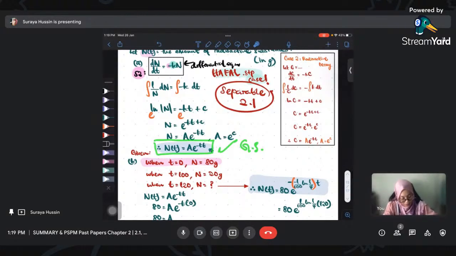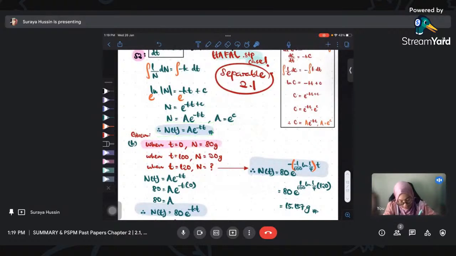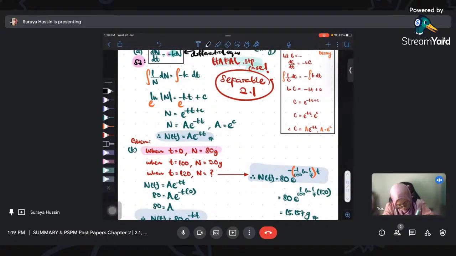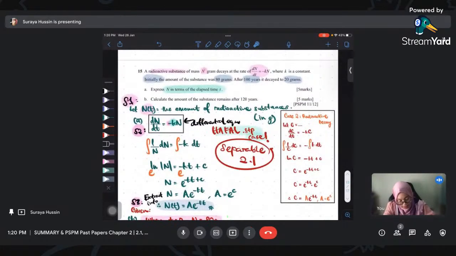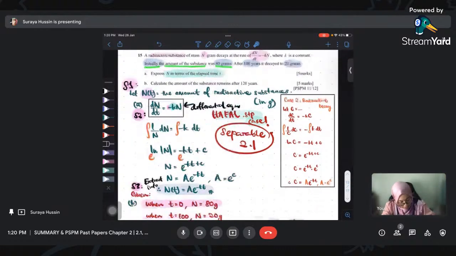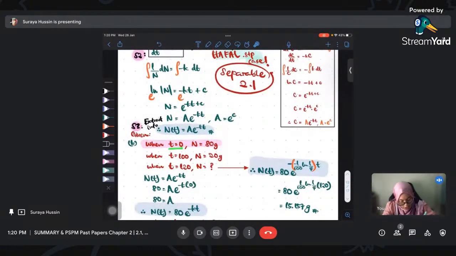Don't give up. Okay? So now, cari dia punya conditions. Extract information. This is step 3. Extract information. Step ketiga. Cari the initial time. Okay, dalam soalan ni dia kata, initially the amount of substance is 80 gram. So, when T is 0, initial time, the amount of radioactive is 80 gram.